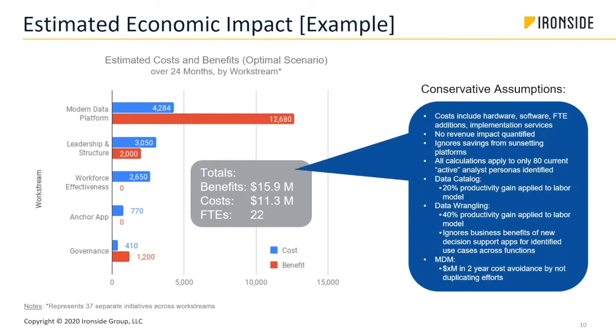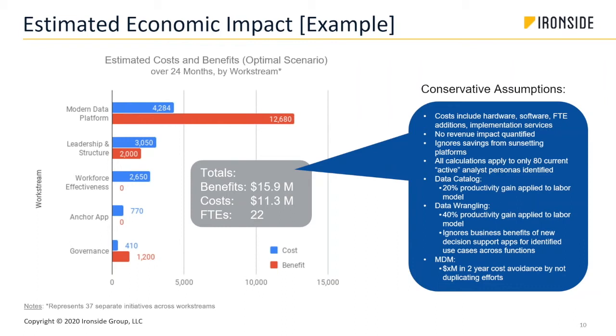So this is an example of what one of those models might look like. In this, we have broken down the analytic return into a variety of work streams. Those work streams have been categorized, and then for each category, the cost and the benefit is shown here. And those costs include everything from hardware and software, implementation, as well as labor and other related costs.